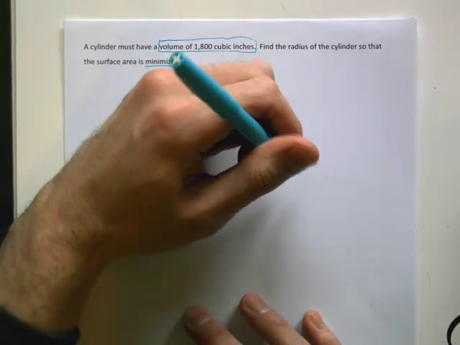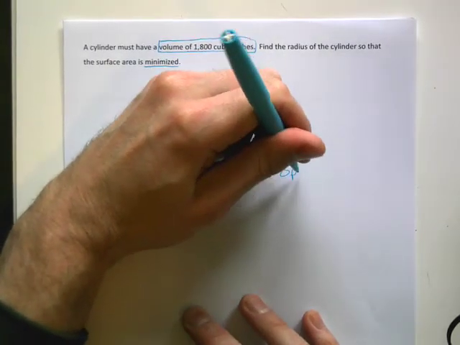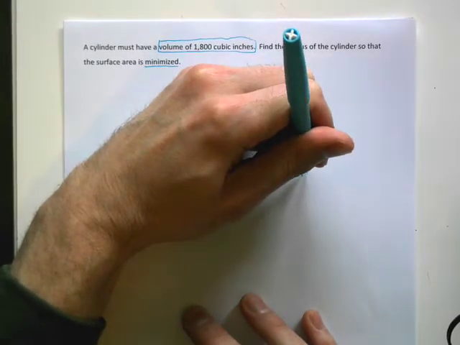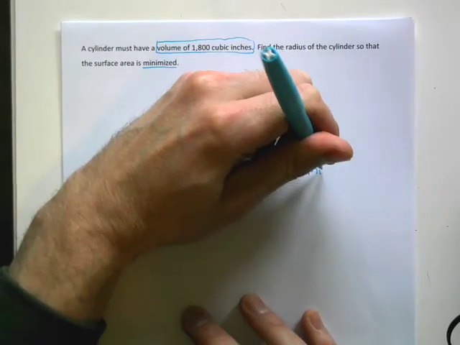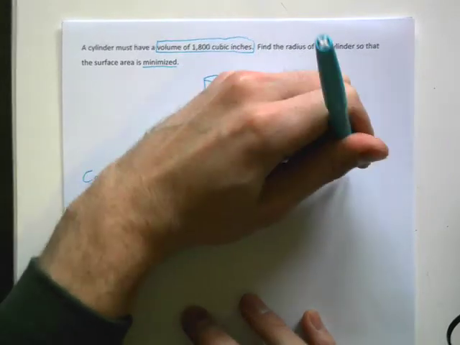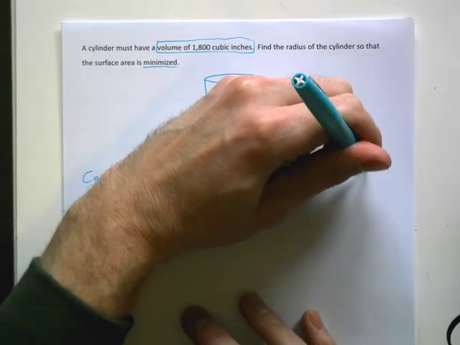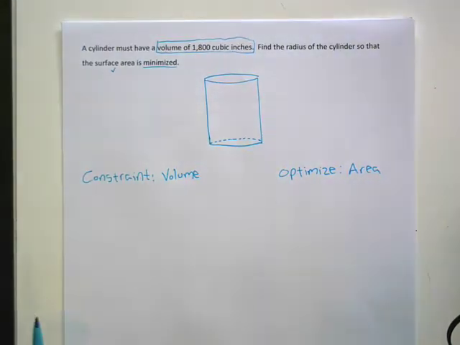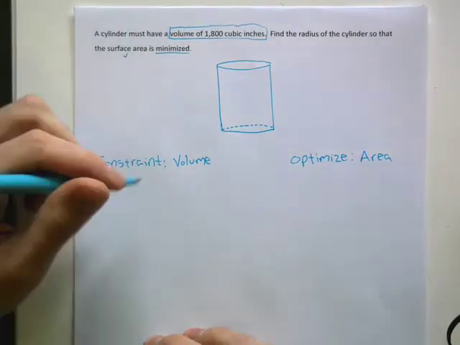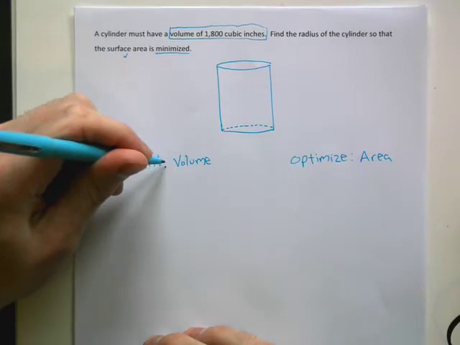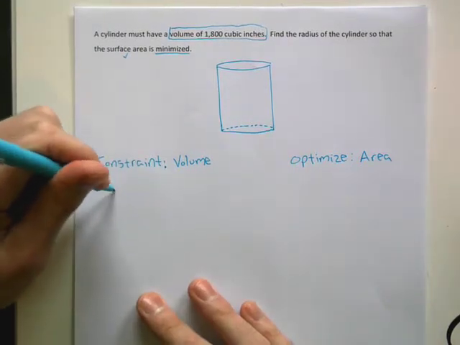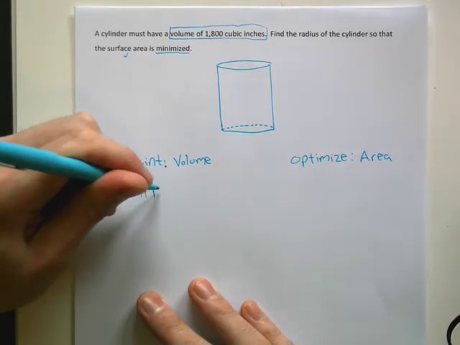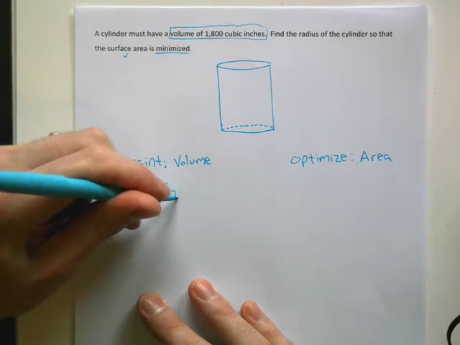Now I have an optimization, or something that I'm trying to optimize, and that's going to be surface area. It says up here that surface area is minimized. So a couple things here. We want to write the equation for volume of a cylinder, and if you haven't looked that up yet, the equation for volume of a cylinder is pi r squared h.